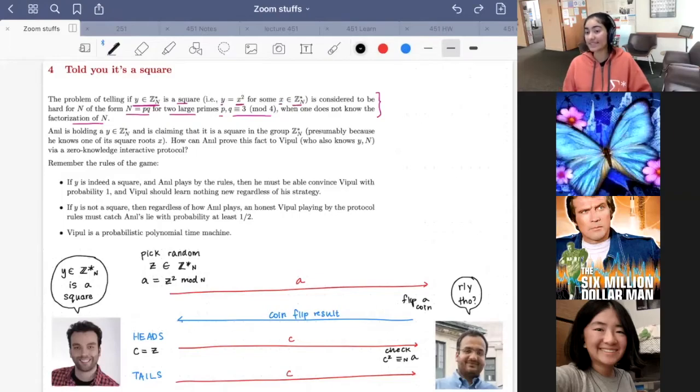And in the case that it's tails, we're going to do that idea of sending over x, but multiplying x by that random number so that you're hiding the value of x. So in the case that it's tails, send over x times z as c, in which case Vipul can check that c squared in this case is now going to be equivalent to y times a.